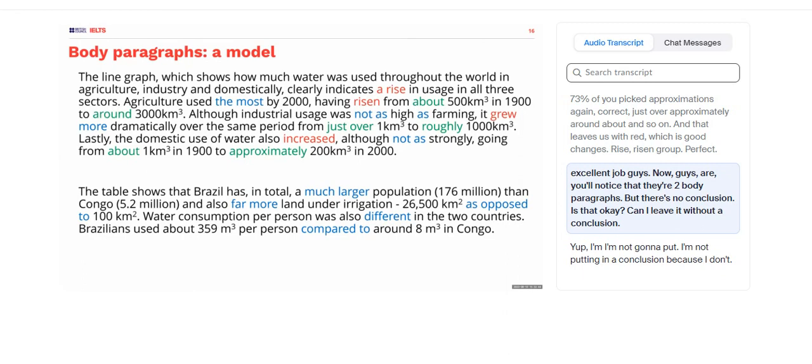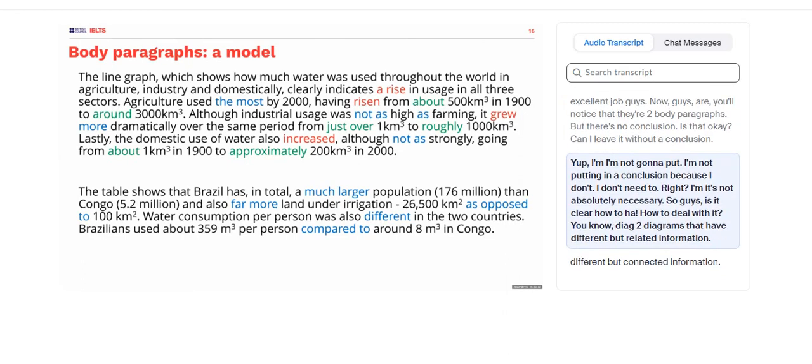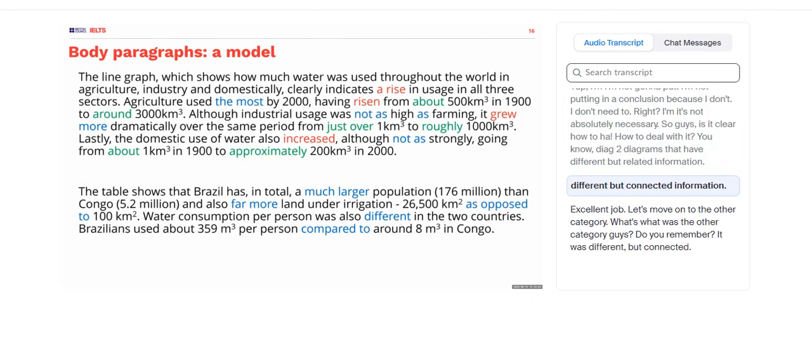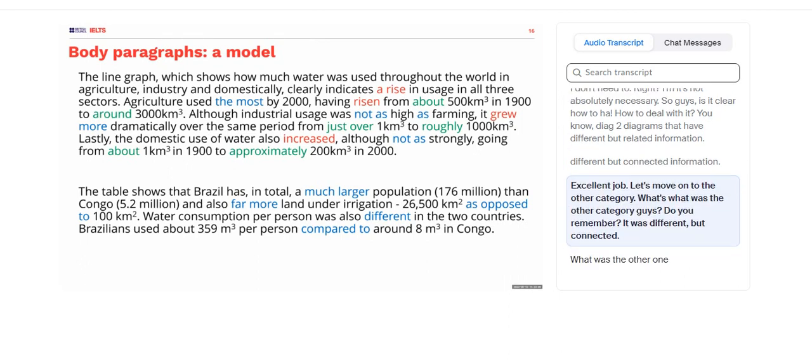Is that okay? Can I leave it without a conclusion? Yep. I'm not putting in a conclusion because I don't need to, right? It's not absolutely necessary. So, guys, is it clear how to deal with the two diagrams that have different but related information? Different but connected information? Excellent job. Let's move on to the other category.